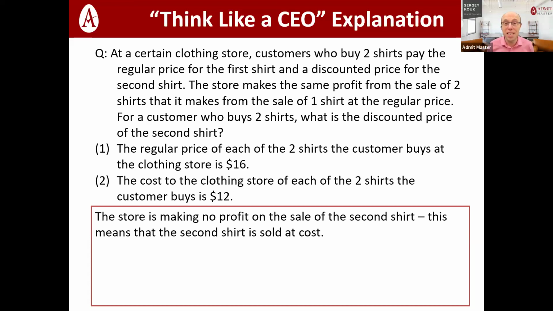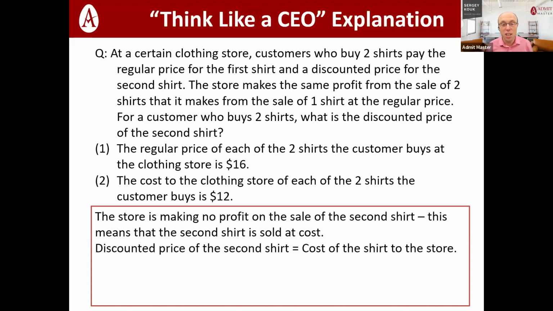So what that means, ladies and gentlemen, is because we're making no money on the second shirt, the discounted price of that shirt is going to have to be equal to whatever it costs us. Now, if we pay $50 to the factory, we're going to just list it at $50. We don't care about making any money.